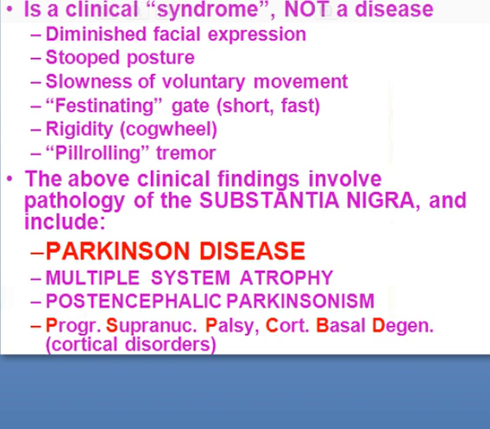There are a lot of buzzwords used with Parkinsonism, but the ones I want you to try to remember are festinating gait, cogwheel rigidity, and pill rolling tremor, because these are always the terms used at the top of the list when they talk about Parkinsonism syndromes.